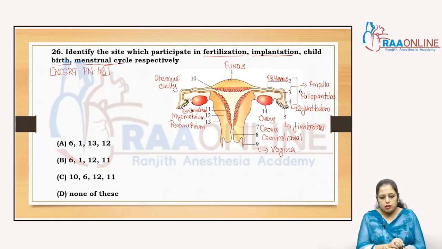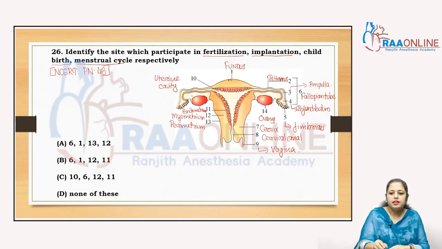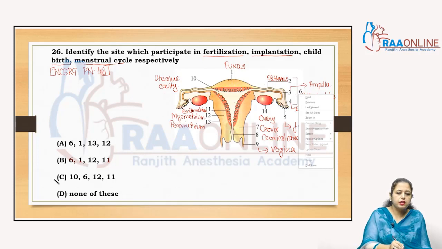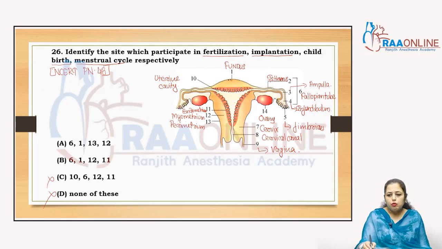Now, come to the site of the fertilization. That is, the site of the fertilization is the ampulla, right? But 3 is not given in that, so we can mark the 6, right? So 6 is given first in both these options, so that is cancelled, right? Now what is that? Site of fertilization is ampulla, right?